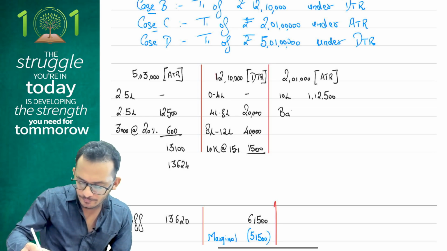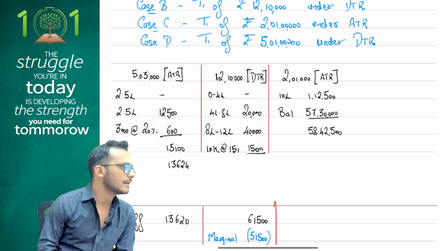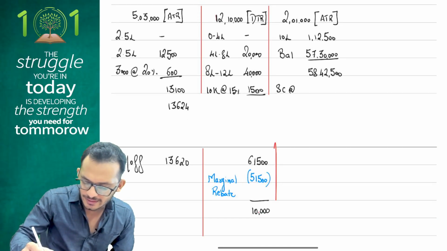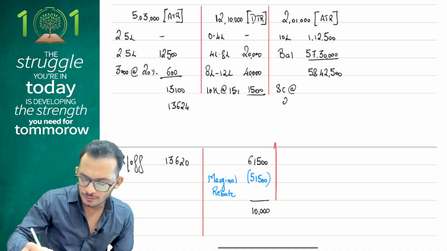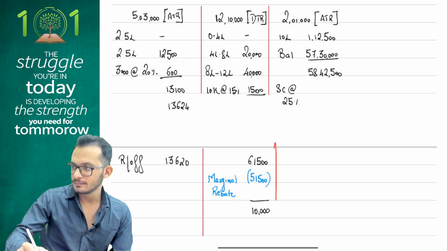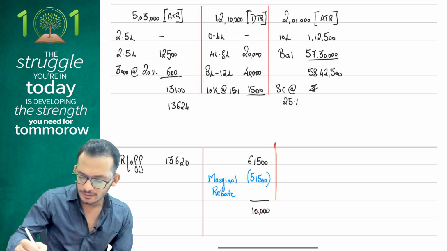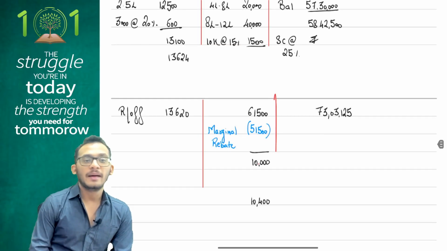For the balance, 57 lakh 30,000, totaling my tax to 58,42,500. Yes, 58,42,500 is what my tax liability is, on which I'll now have to levy surcharge at the rate of 20. Very good, because your income has crossed 2 crores. Therefore, 25% surcharge, adding up to 70. Okay, the total is 73 lakh 3,125. Yes, on this I will add cess.